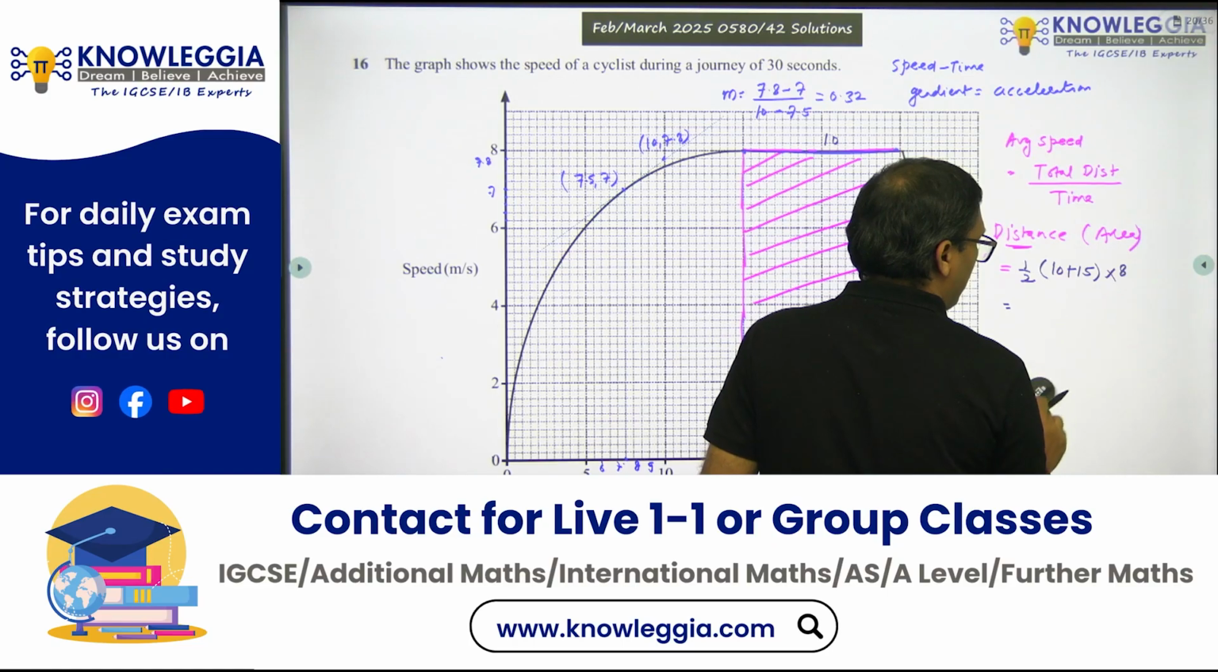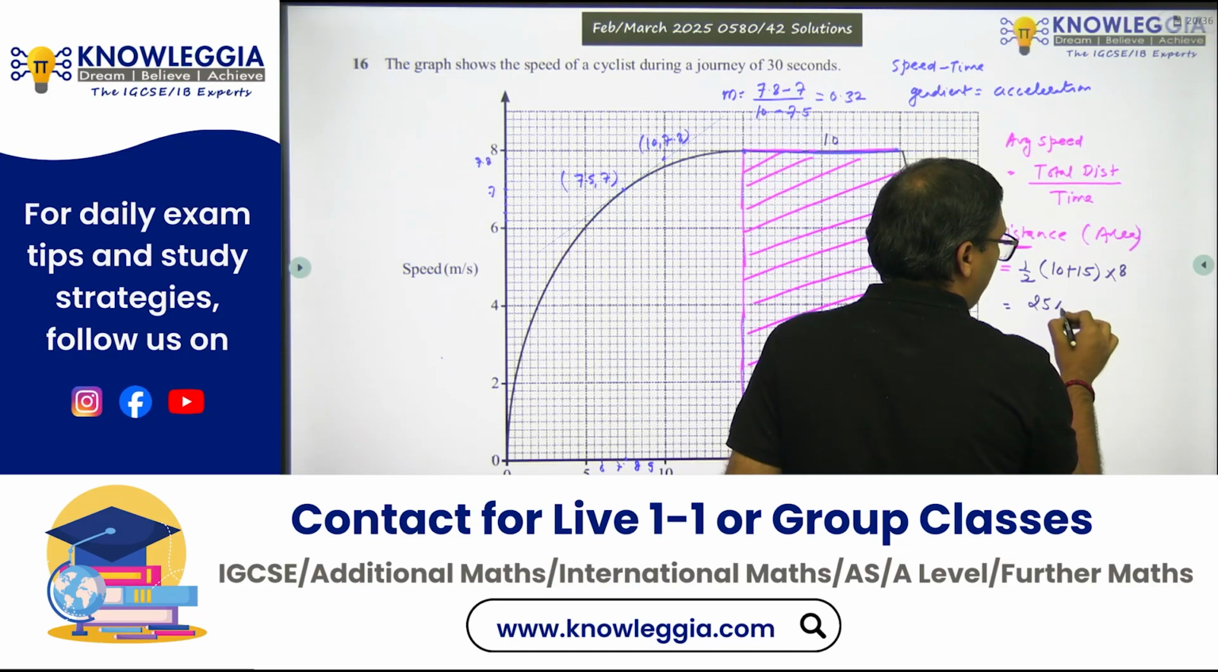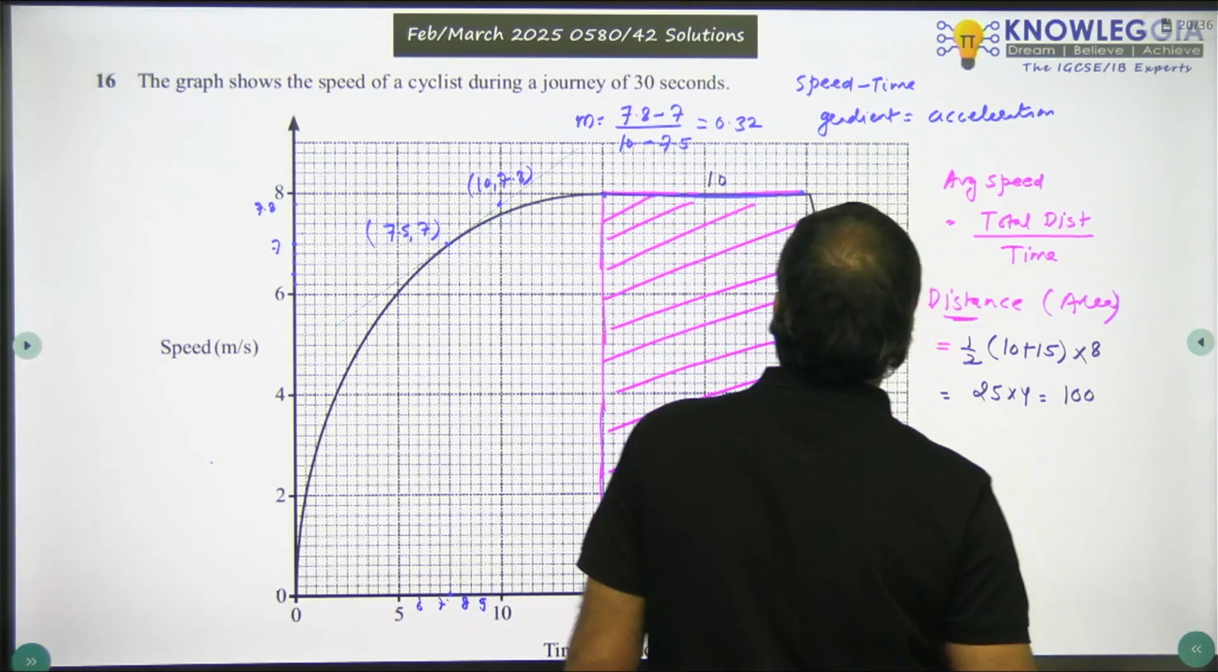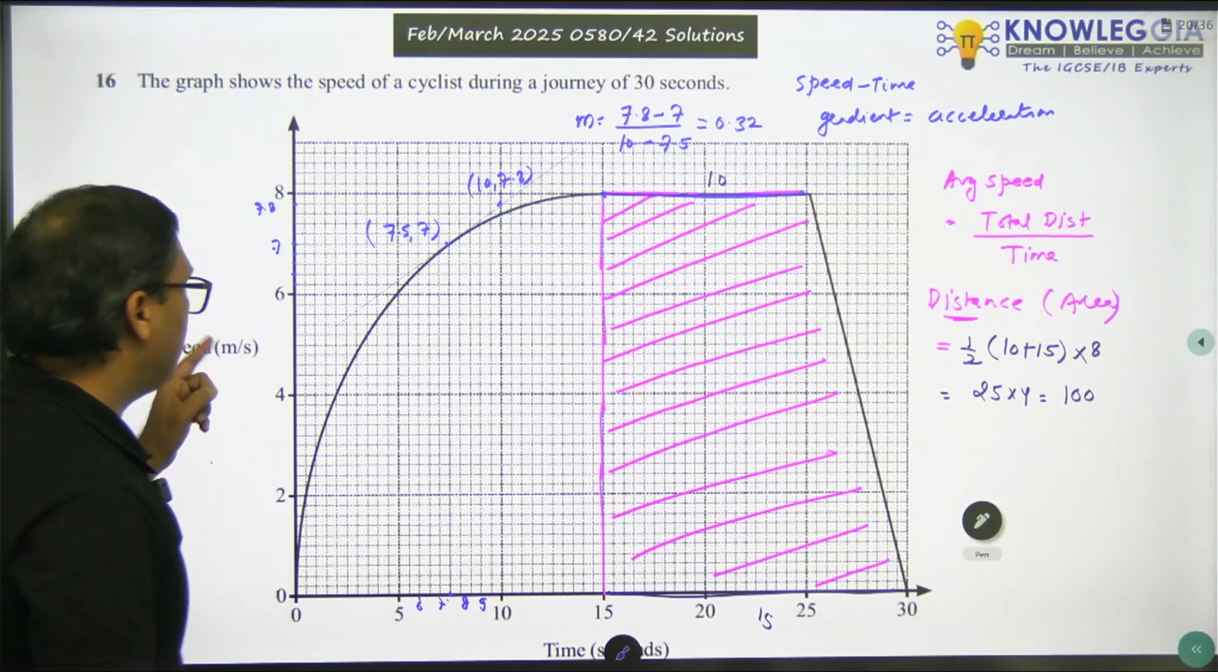So what is this? This is 25 into 4, 8 by 2, 4. So this is equal to 100. So basically, what is the distance traveled? 100 meters.